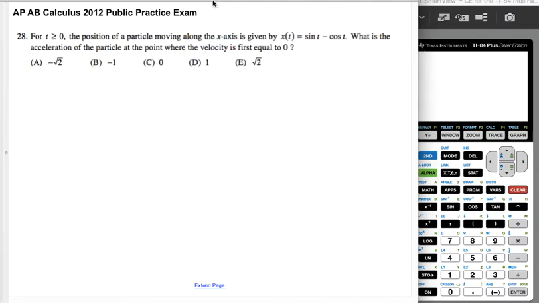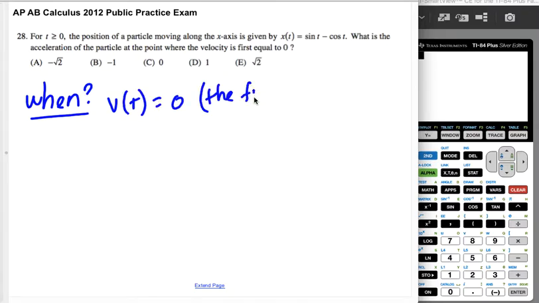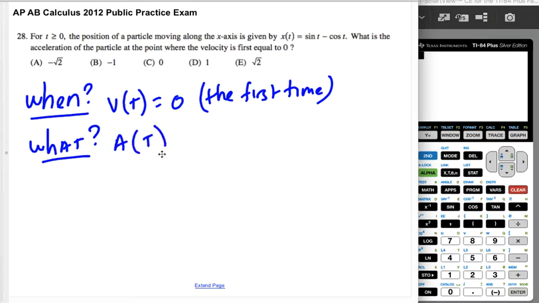Okay, so there's a lot of layers to this problem. The first thing I need to figure out is when is this happening? Well, it's happening when v of t is equal to 0 the first time. And then I have to figure out what they want, right? Well, they want a of t at that time. So there's a couple things going on, right? I'm going to need both velocity and acceleration. So let's go ahead and do some derivatives.